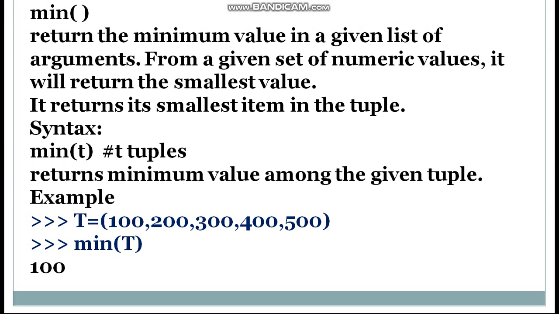min function. It returns the minimum value from a given set of numeric values. It will return the smallest value. Example, t is equal to 100, 200, 300, 400, 500. min(t) will return the smallest value, 100.